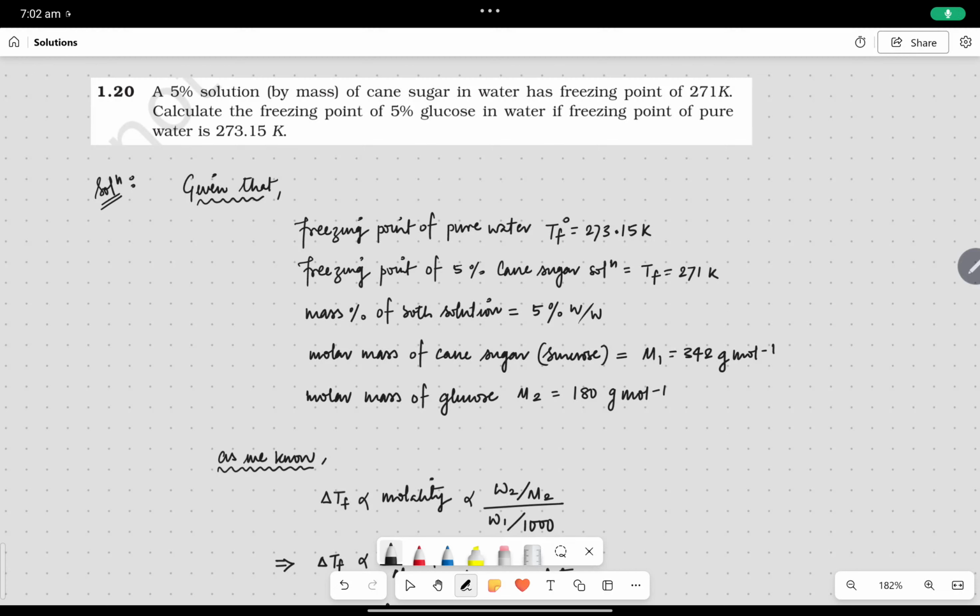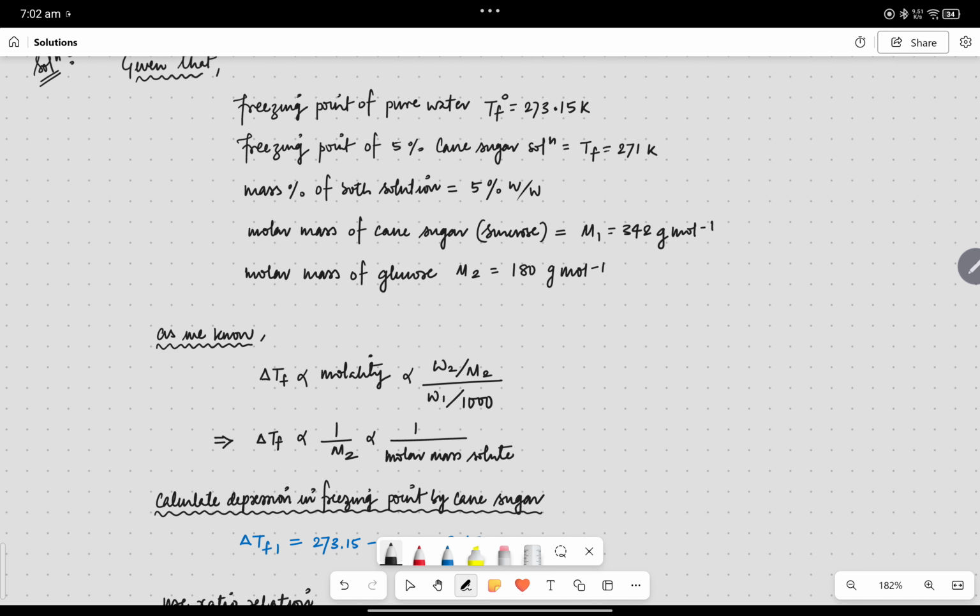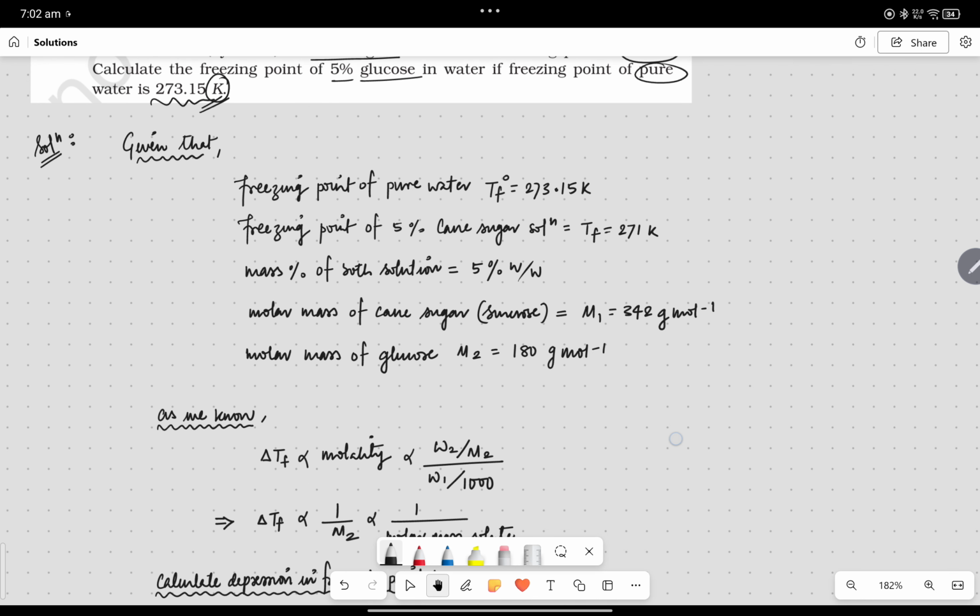So we have question number 1.20. The question says that a 5% solution by mass of sugar cane in water has a freezing point of 271 Kelvin. Calculate the freezing point of 5% glucose in water if the freezing point of pure water is 273.15 Kelvin. Right? Simple. So first of all, let us understand where this question has arisen from.